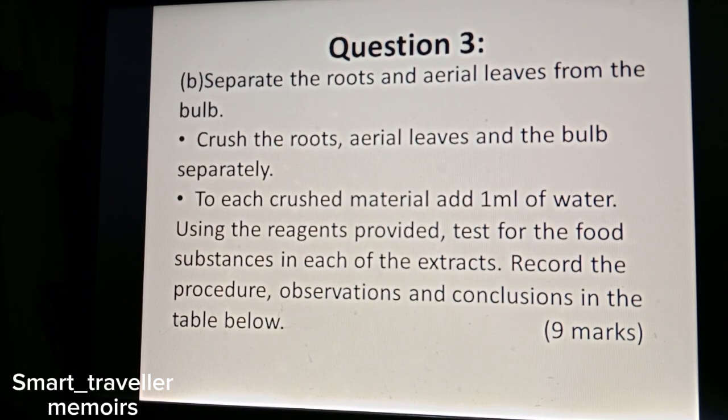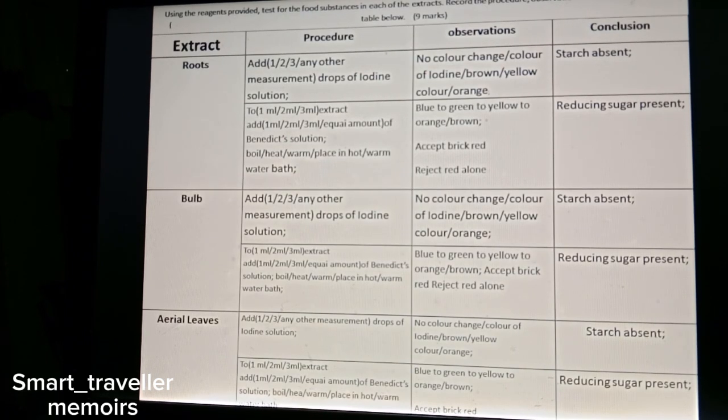Question 3. Separate the roots and aerial leaves from the bulb. It's continuation of question 3. This is part B. So, crush the roots, aerial leaves, and the bulb separately. To each crushed material, add 1 ml of water. Using reagents provided, test for the food substances in each of the extracts. Record the procedures, observations, and conclusions in the table below. So the table is there.